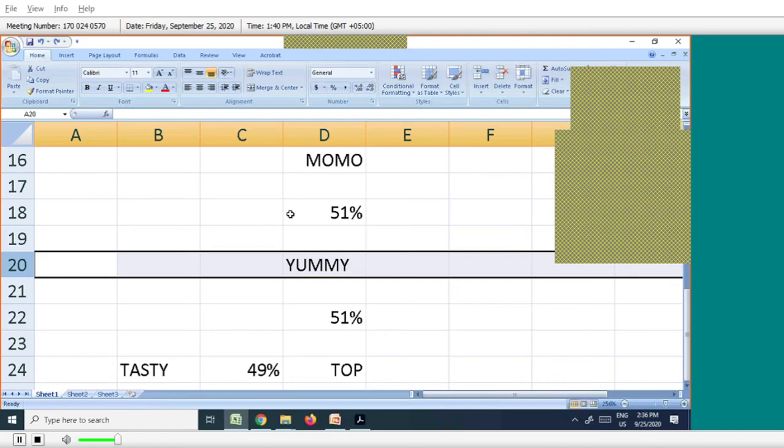Similarly, ME versus tasty. Both are related party or not a related party? Both are not related parties. Why? Because they don't have any shares between their companies. Okay? And come to top versus tasty.